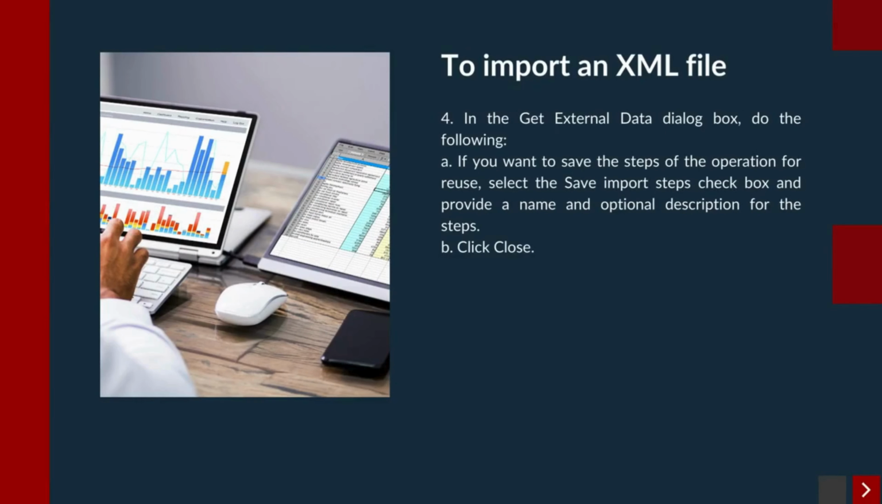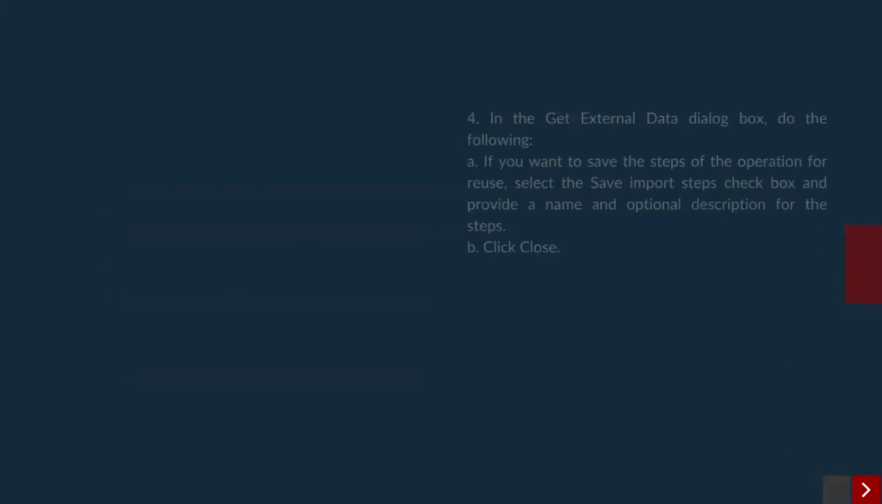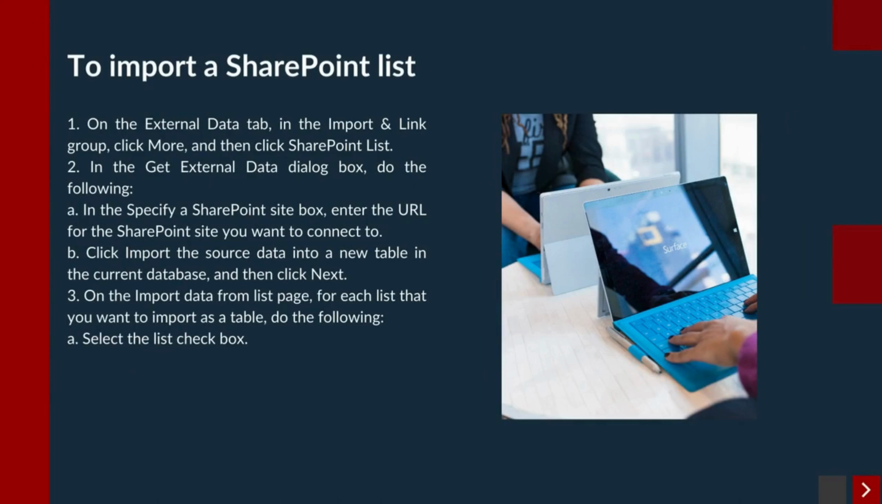4. In the Get External Data dialog box, do the following. A. If you want to save the steps of the operation for reuse, select the Save Import Steps checkbox and provide a name and optional description for the steps. B. Click Close to import a SharePoint list.